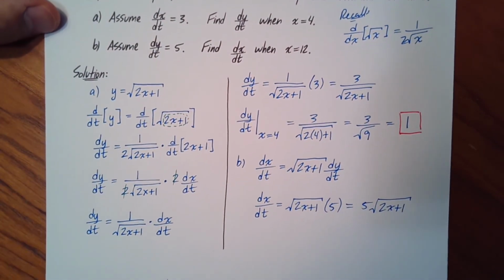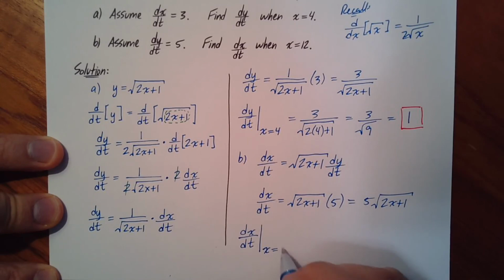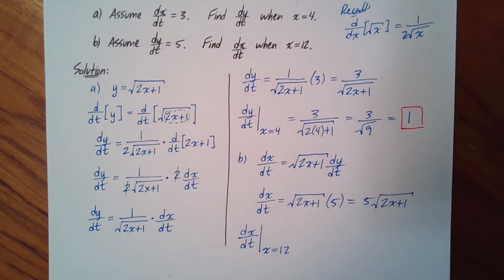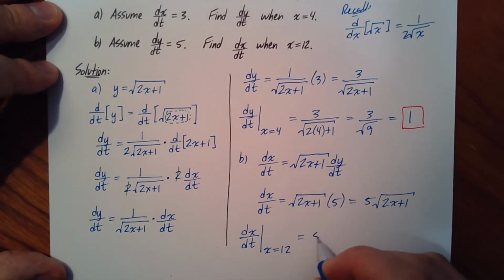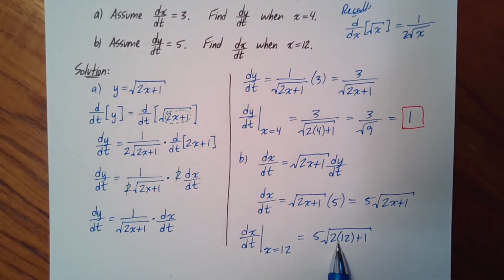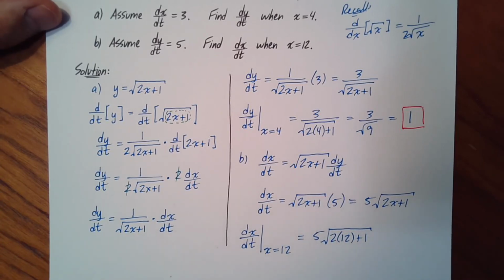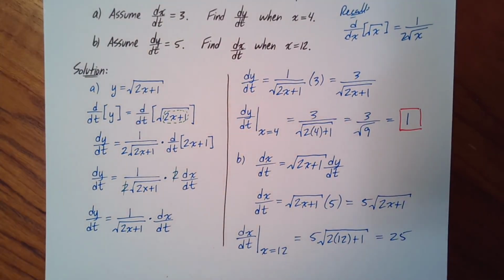So then as far as our final answer goes, we want dx dt at the particular moment in time when x is equal to 12. So we're going to take this relationship and plug in x equals 12. So we get 5 times the square root of 2 times 12 plus 1. So 2 times 12 is 24. So when you add 1, you get 25. So we've got 5 times the square root of 25. The square root of 25 is just 5. So this is really just 5 times 5, which is going to give you 25. So that is what you get for part B.